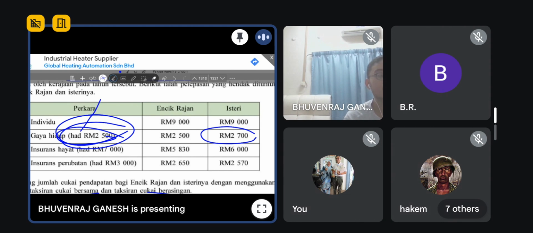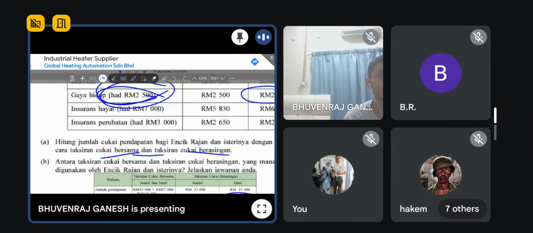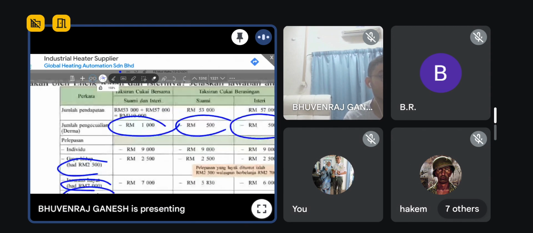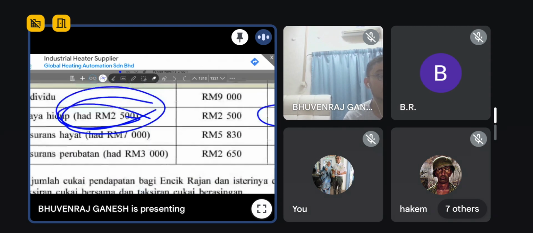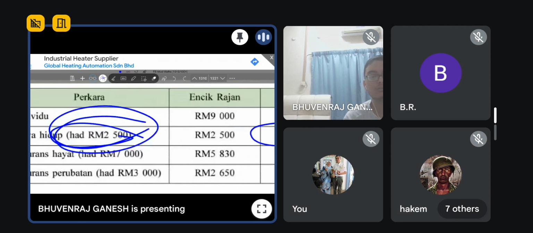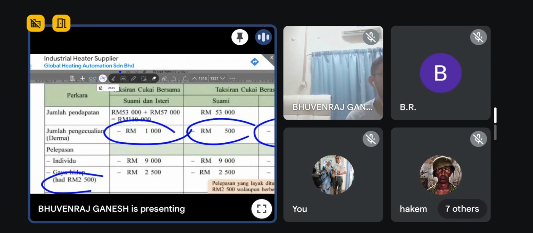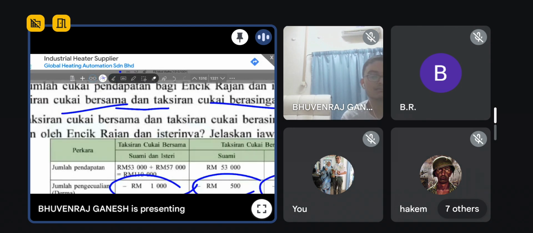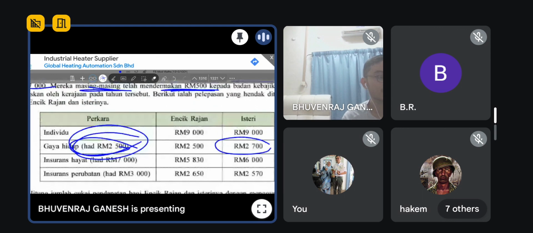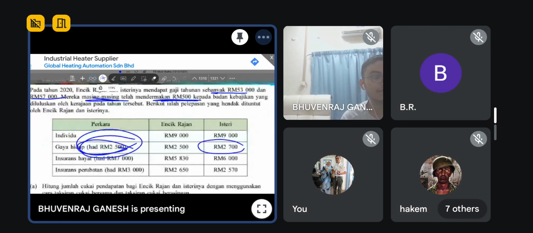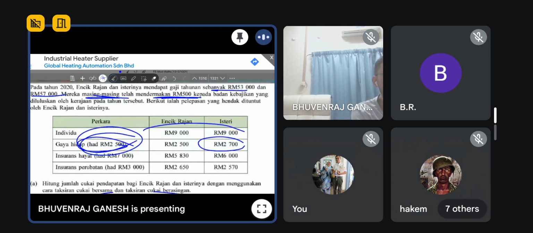But let's say, for joint tax assessment, here will come the problem. If you see joint tax, 9,000 plus 9,000, 18,000. But guys, do you notice why do we minus 9,000 only over here for the joint tax assessment? Can anyone tell? For individual, why we don't minus 18,000 for this first column? Mengapa tak tolak 18,000? Can anyone explain?